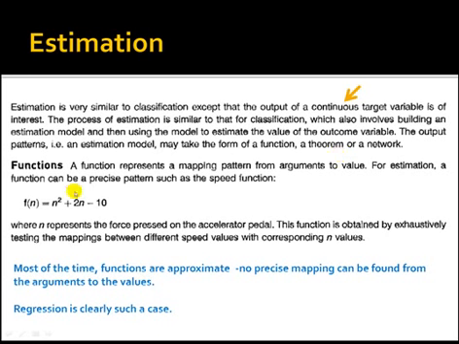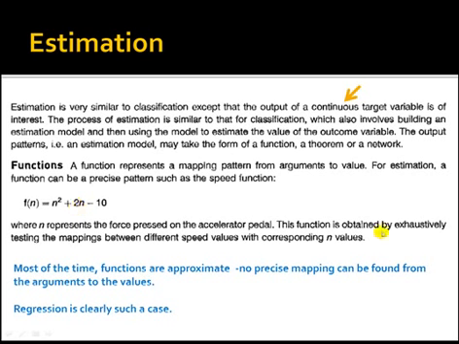For example, this one is a function where n represents the force pressed on the accelerator pedal, and f of n is the speed. So the harder you press on the accelerator, the faster you go, right? If n is the force that you press, this formula supposedly tells you how fast you're going to be going.